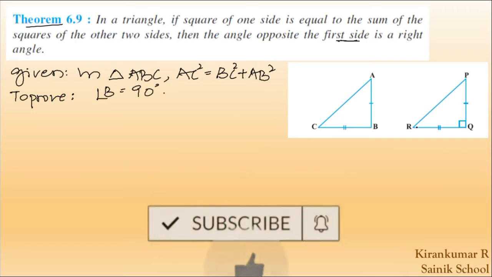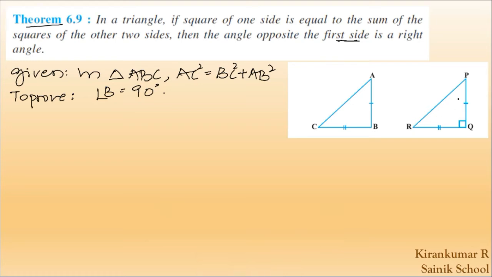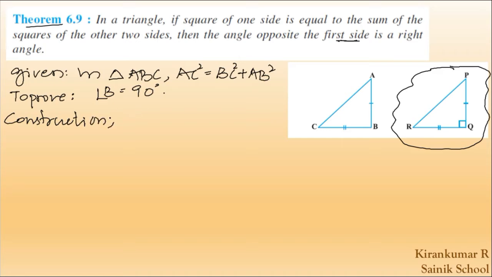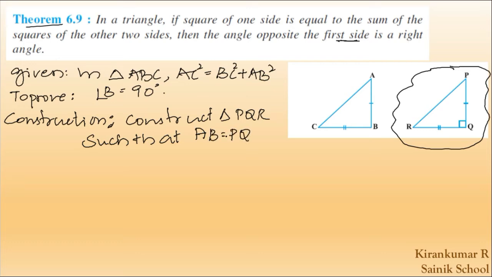Here you observe I have considered one more triangle. This is the construction required. We consider one more right angle triangle such that the side AB and side PQ are equal, the side BC and side QR are equal. So the construction is: construct triangle PQR such that AB equal to PQ, BC equal to QR.